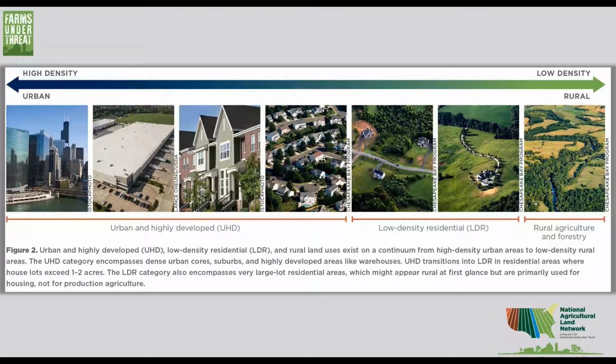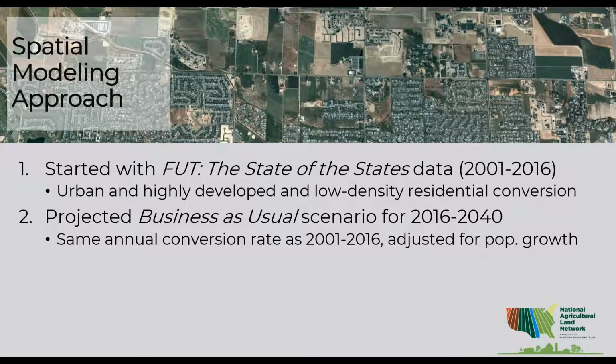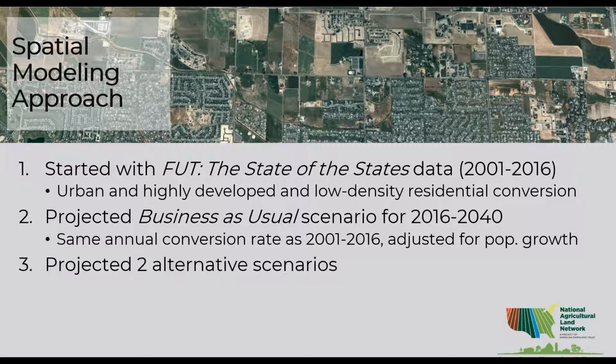So, starting with our historical data, we projected into the future with a business as usual scenario. Basically, this was a straight line projection using the same annual conversion rate as what we documented from 2001 to 2016 to predict the level and location of conversion by 2040. We adjusted the model to account for projected population growth or decline. Building off that business as usual scenario, we developed two alternative scenarios, which we'll get to in a minute.